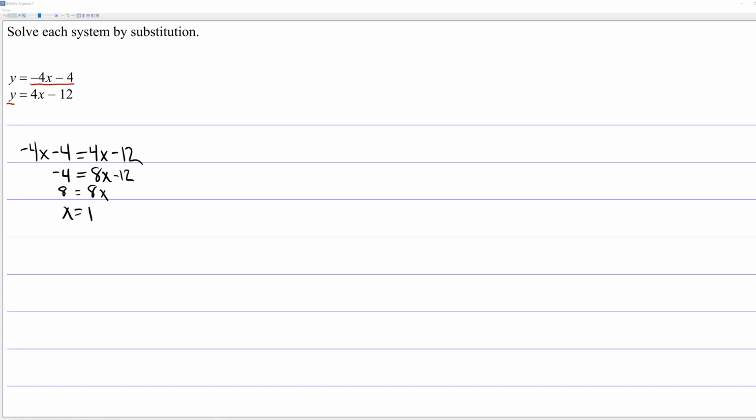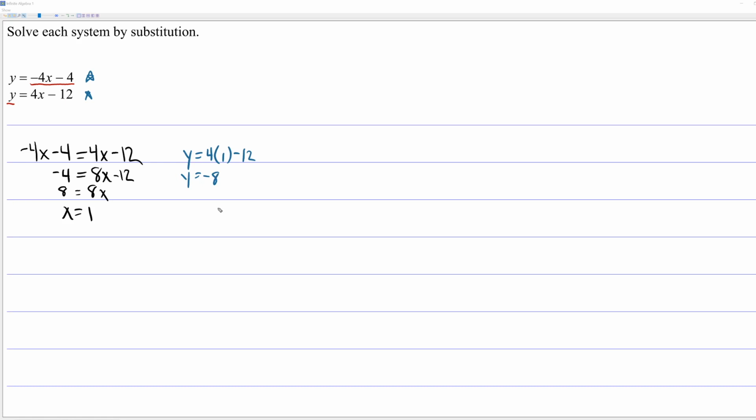Now, remember what we're doing. We're trying to find the point of intersection. Well, points have an x value and also a y value. We have the x value. In order to find the y value, take x equals 1 and plug that in wherever you like. The first equation, the second equation, it doesn't matter. Whatever you think would be easiest. So we know that y equals, I'm going to use the second equation, 4 times x, but we know x equals 1, so 4x minus 12. So y equals 4 minus 12, which is negative 8.